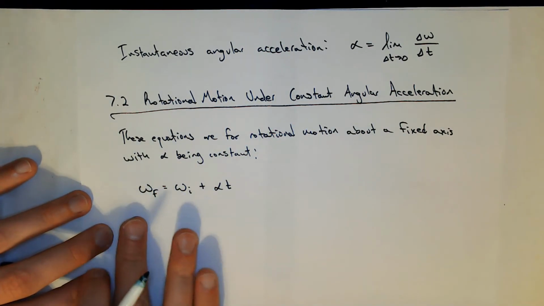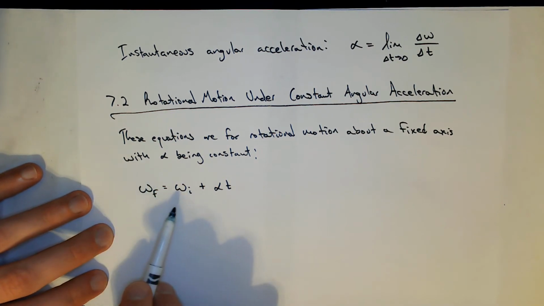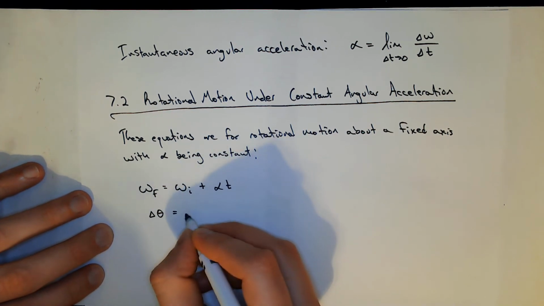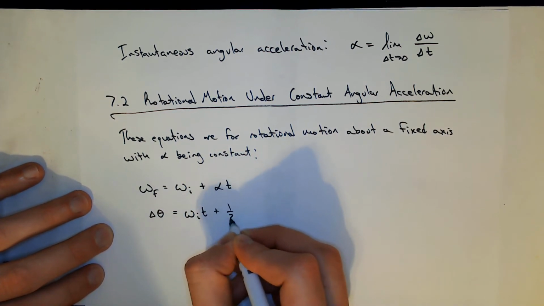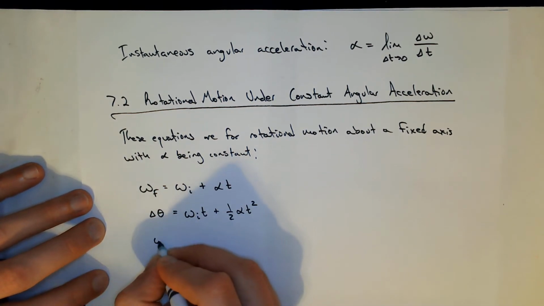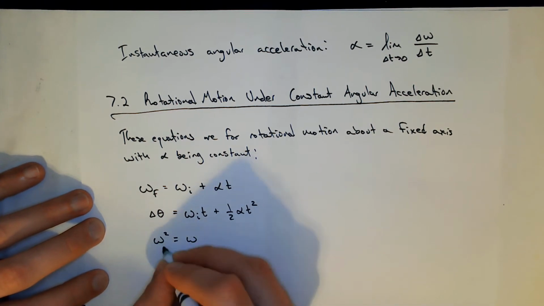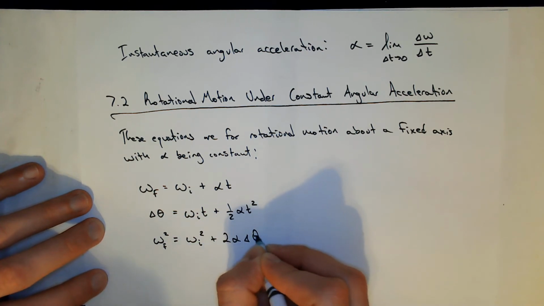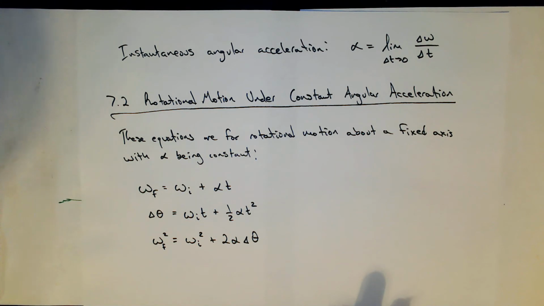You may recognize the analogous version: v final equals v initial plus at. Then we have delta theta is equal to omega initial t plus 1/2 alpha t squared. That one looks familiar as well. And then omega final squared equals omega initial squared plus 2 alpha delta theta. I think we also used a fourth one, but it was just some combination of these. If it comes up, I'll write it down. But these are at least the ones the book writes down.